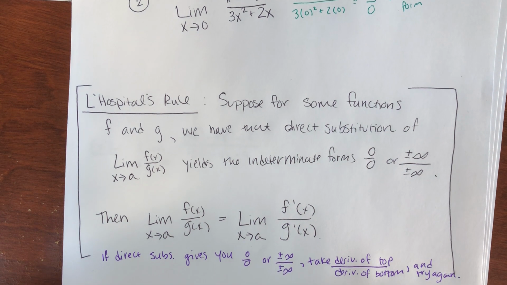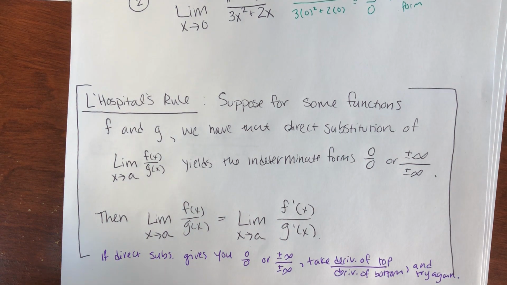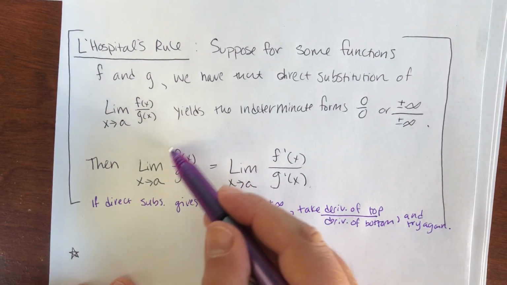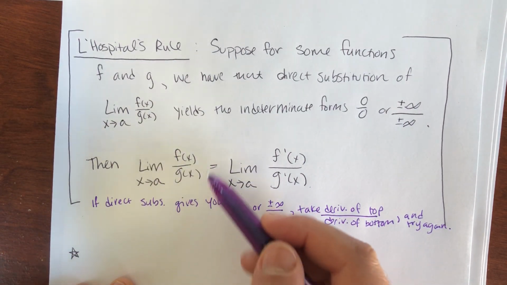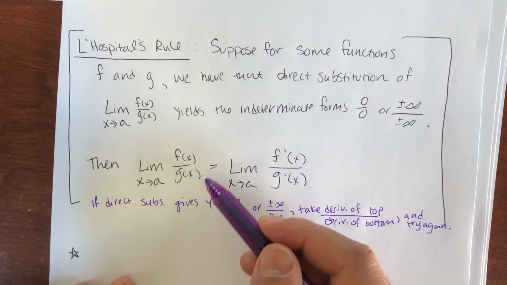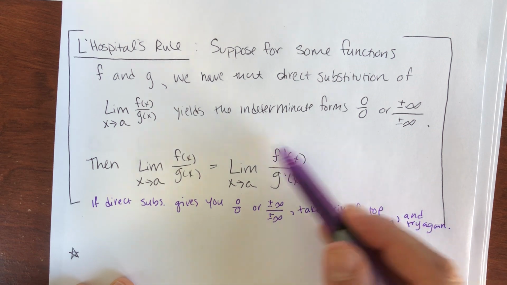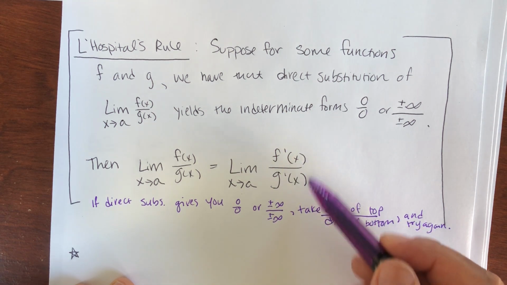L'Hôpital's rule tells us you're going to get the same limit. Now, one thing to notice here is we're not saying just take the derivative of this function f over g, because if we were to actually take the derivative of f over g, we would have to use the quotient rule, and the quotient rule does not give you this. It doesn't give you f prime over g prime, right?